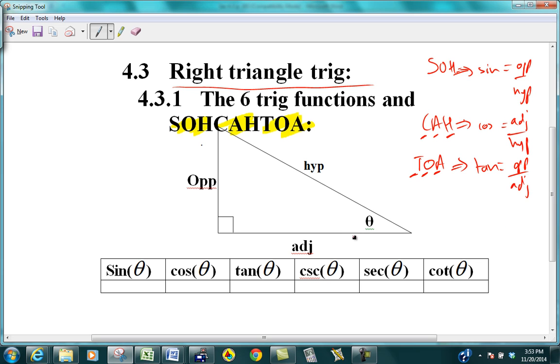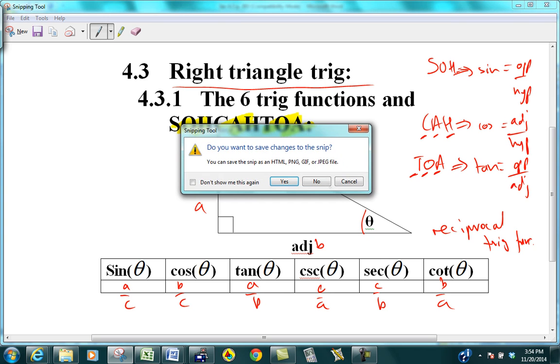So if you've got a right triangle like this, the angle theta here, and you get the sides A, B, C, then this table really looks like A over C, B over C, A over B. Then CSC, SEC, and cotangent theta are called reciprocal trig functions. CSC is 1 over sine, so that just becomes C over A. SEC is 1 over cosine, which is C over B, and cotangent is 1 over tan, so that's B over A. Okay. So this is really a quick review of what you should have done in Algebra 2 at least.